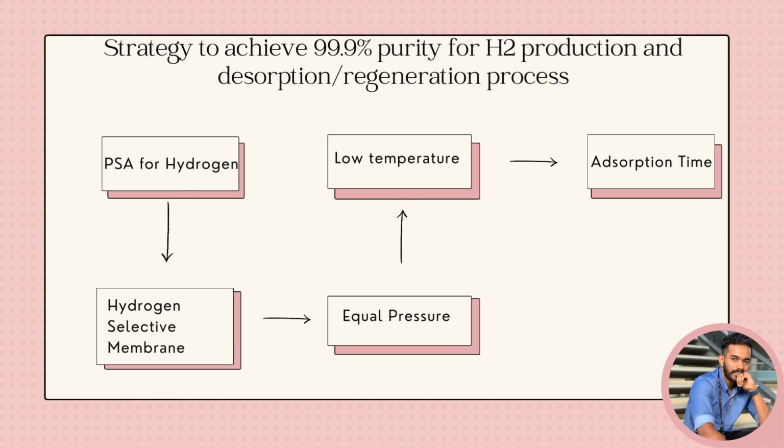Next will be the adsorption time. This can be seen where a long period of time is given for the adsorption to take place. The purity of hydrogen will decrease, but the recovery of the purified hydrogen will increase. Therefore, it is certain that the total adsorption time is to be reduced so that the purity of hydrogen can achieve 99.9%.